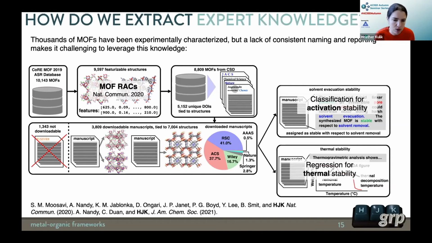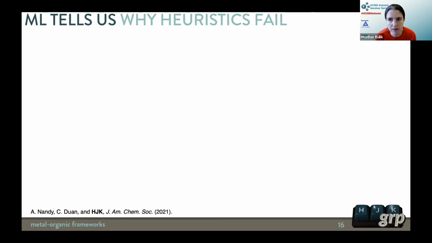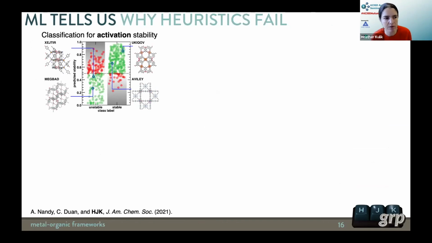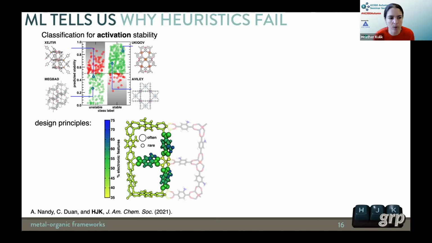It's also something for which me, as a computational chemist, I wouldn't know how to set up a simulation that could really robustly predict the thermal stability of a MOF or whether the solvent could be removed. And so we're able to train machine learning models on these sets that we extract. So we extract the TGA, we extract the temperature of decomposition, as well as the solvent stability directly from the literature. And we train predictive models to predict activation stability. And if we look at the features selected in these models, say for classifying activation stability, we can see why heuristics typically fail.